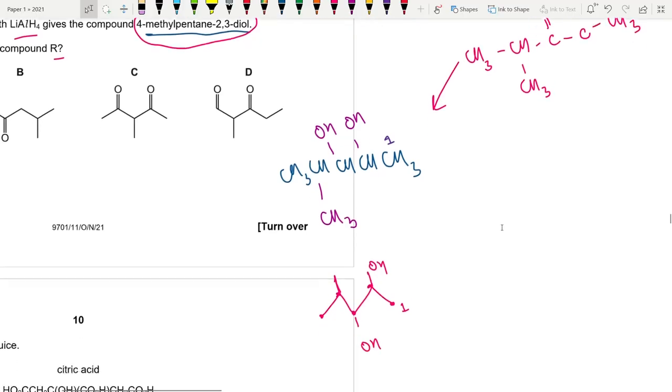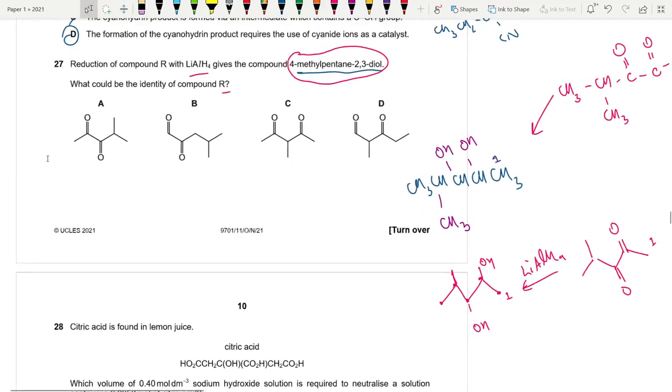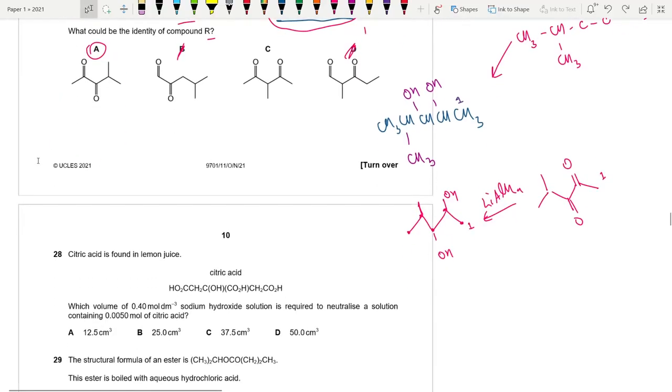Okay, so what's the skeletal of this compound? This part will remain unchanged. This will be a ketone. This will also be a ketone. And yeah, this is our carbon number 1. So this was reduced using LiAlH4 to get that compound on the left. So yeah, D can't be the answer because that's an aldehyde. If you're looking for the answer, 27 should be A actually. It matches. It's just inverted. Okay. Remember that it's inverted.